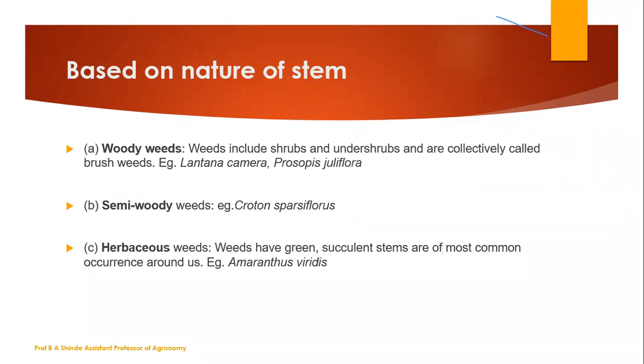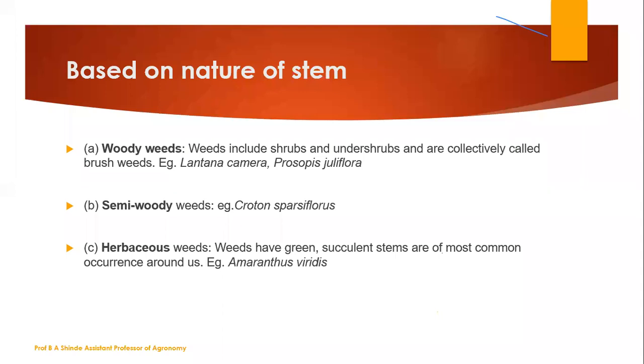Then another classification is based on the nature of the stem: the woody weeds, the semi-woody weeds, and herbaceous weeds. Woody weeds include the shrubs and undershrubs, and are also collectively called bush weeds. Lantana camara and Prosopis juliflora are examples of woody weeds. Actually, the stem is very hard as compared to tender weeds. Then the semi-woody weeds, like Croton sparsiflorus, are there.